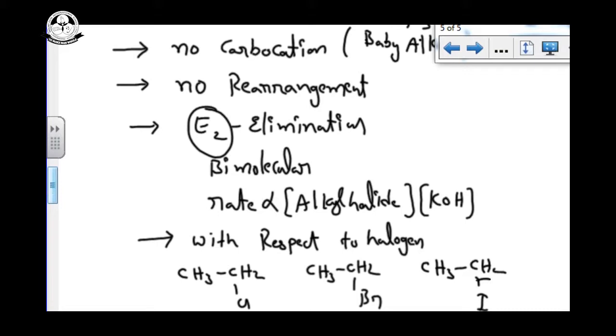The carbon-iodine bond is easy to break. The carbon-chlorine bond is somewhat difficult, because of the electronegativity difference. So in leaving group capacity, I minus is the best leaving group. Next Br minus, next Cl minus. Based on the leaving group capacity, we can decide which can easily undergo the elimination reaction. Even this is an E2 elimination reaction.